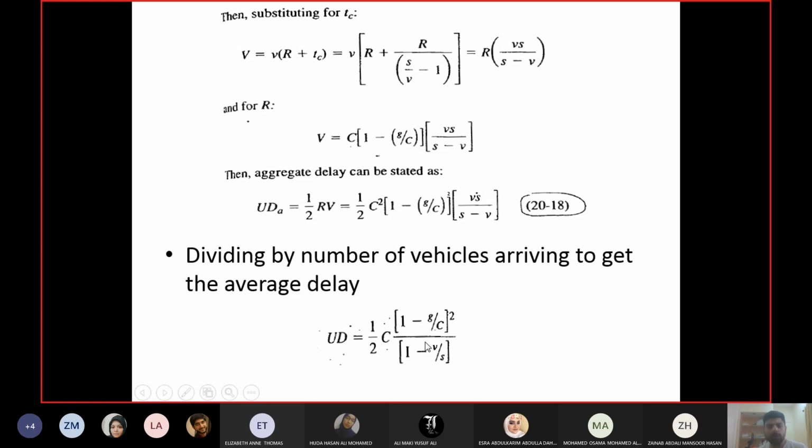Now in the signal design, we have discussed a term which is known as V by C ratio, volume capacity ratio, right? So V by C ratio was used in the design of the cycle length. So we want to put V by C ratio in the uniform delay calculation as well, so that we have a common parameter. So how to insert V by C ratio here?